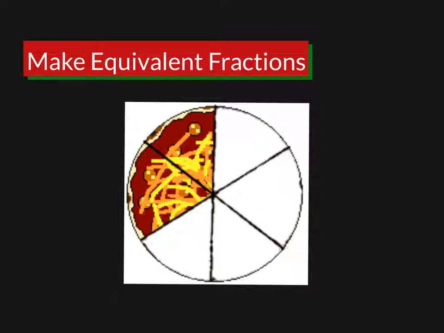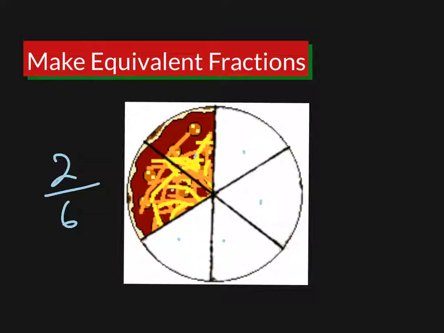One way to make equivalent fractions is to look at the number of pieces. So for example, in this particular case, you can see that we've got a pizza with 1, 2, 3, 4, 5, 6 pieces, and there are 2 left, so 2/6.